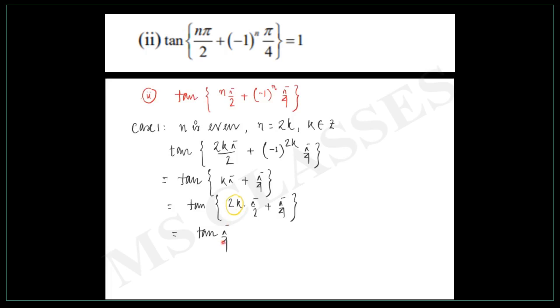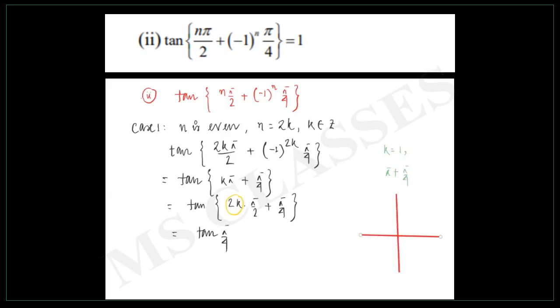Now you have to understand this k pi plus pi by 4 is lying in which quadrant. Is it first quadrant, second, third, or fourth? For that, just for understanding, I take k as some odd number, say 1. So this becomes pi plus pi by 4. Now all of you know when it is pi plus pi by 4, why it will lie?